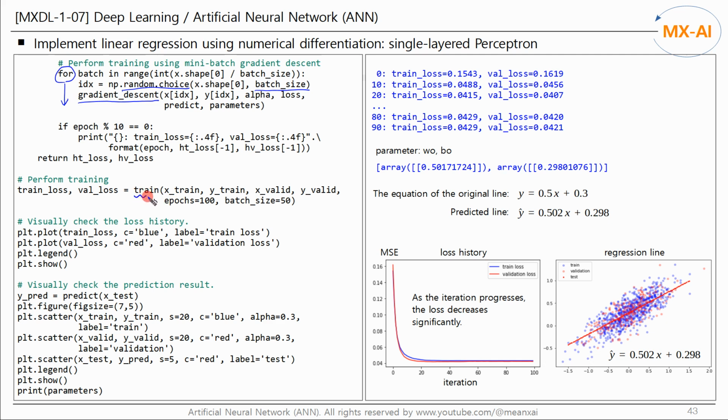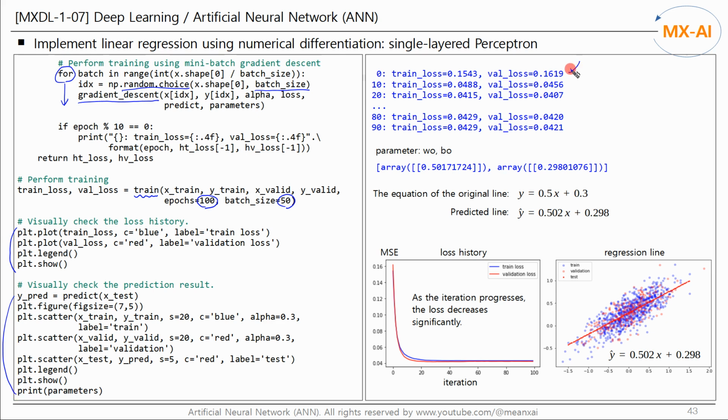Now we call the train function. The number of iterations was set to 100, and the batch size was set to 50. Visually see the loss history measured during training. Next, we visually examine the estimated regression line.